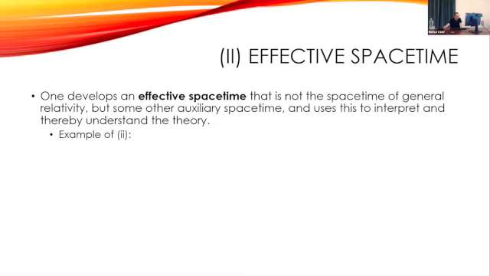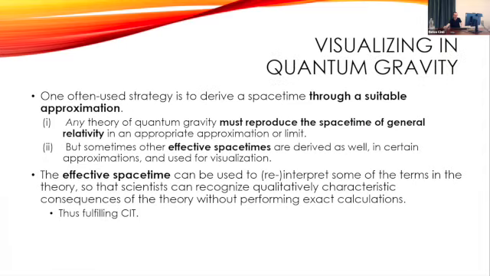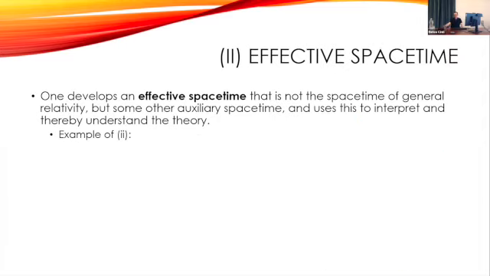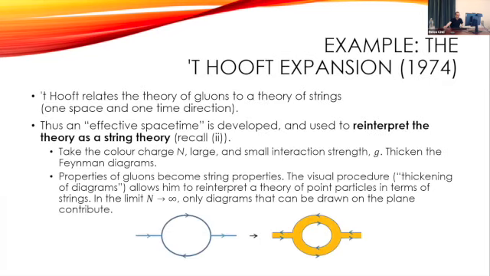Okay, so the second way in which visualization can enter is when the space-time is not the usual space-time of the theory we look at, but some other effective space-time. To give some flesh and bones to that, I will discuss the 't Hooft expansion and show how this actually helped heuristically. What he did is he developed the large N limit of quantum field theories.